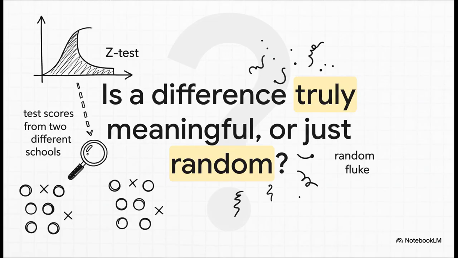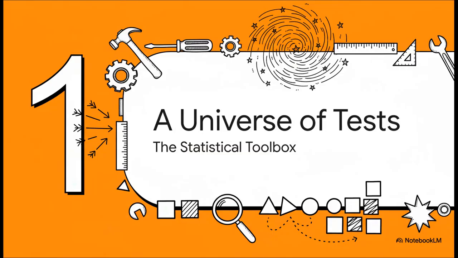Right? Think about it. Maybe you're comparing two marketing campaigns. One did a little better than the other. But is that difference big enough to bet your budget on? Or could it just be a random fluke? That's exactly the kind of question that tools like the Z-test were invented to solve. So, how do we tackle this problem?